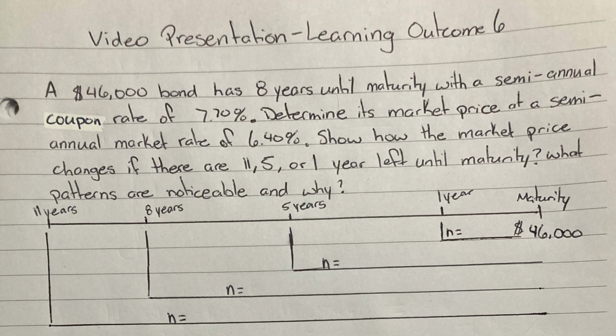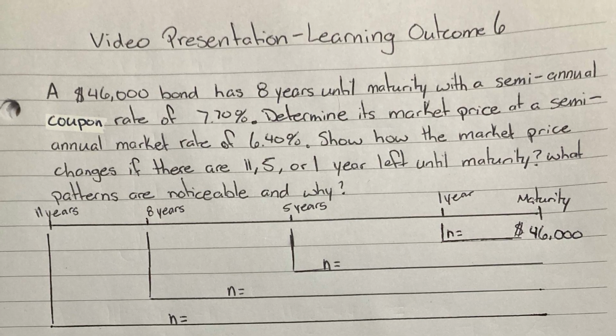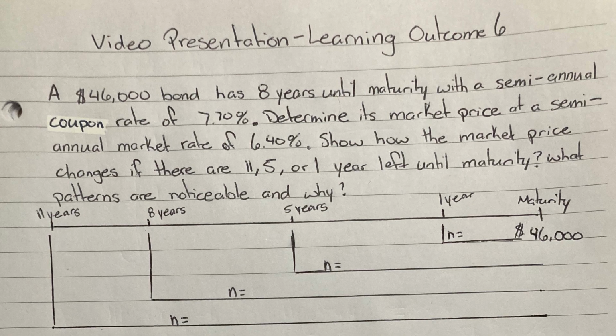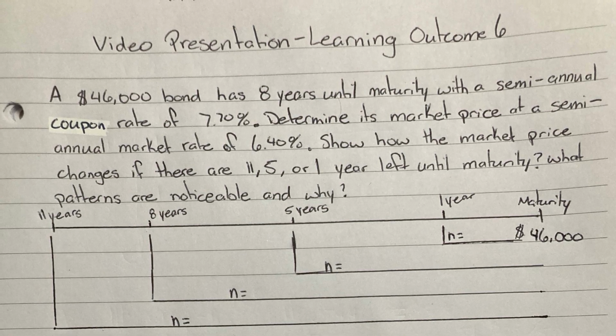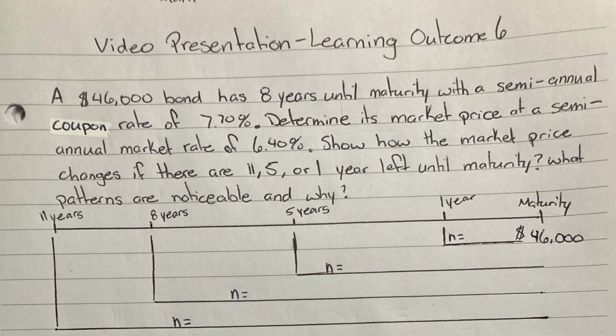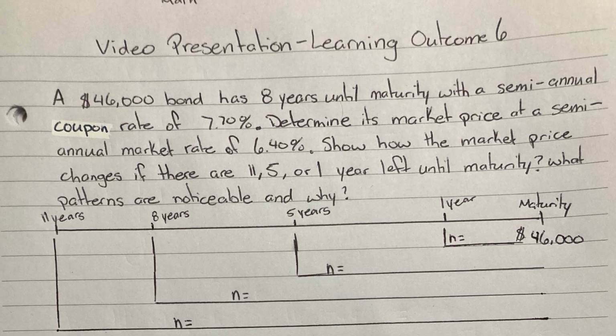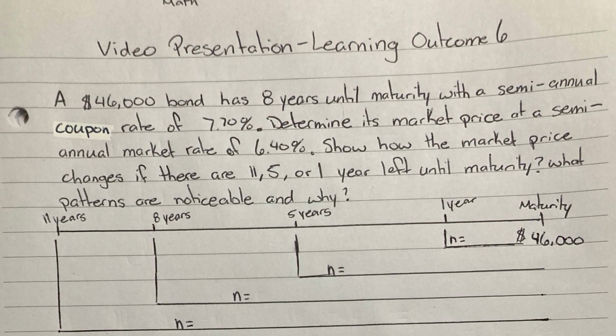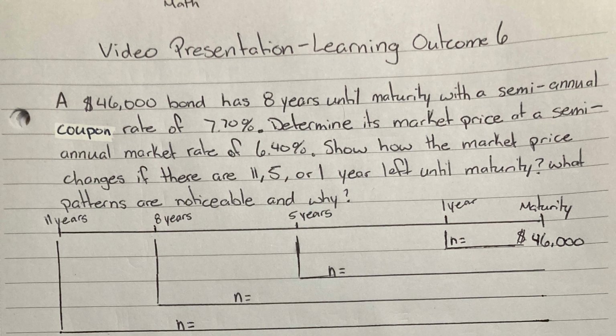A $46,000 bond has 8 years left until maturity with a semi-annual coupon rate of 7.7%. We want to determine its market price at a semi-annual market rate of 6.4%, and we're also going to show how the market price changes if there are 11, 5, or 1 years left until maturity.